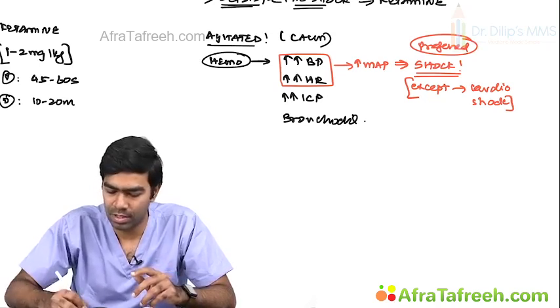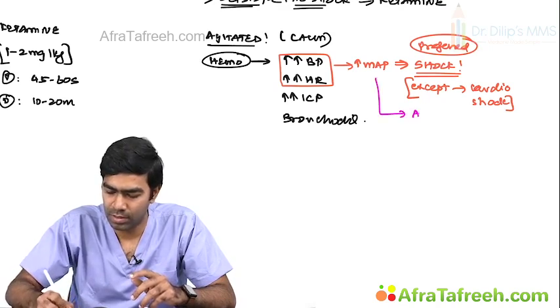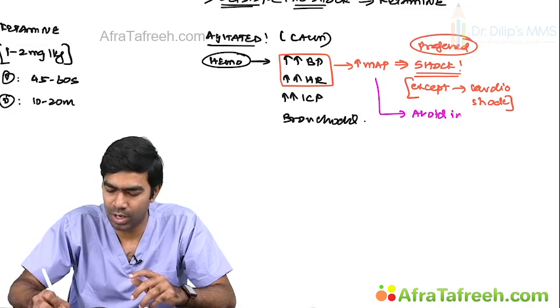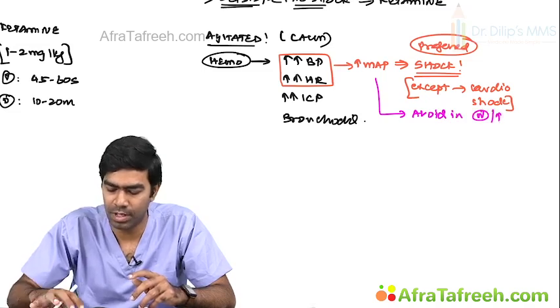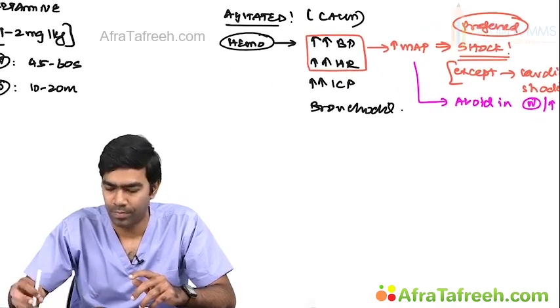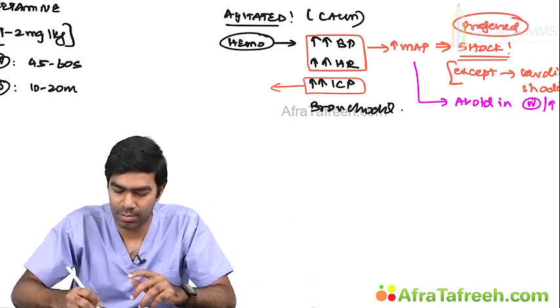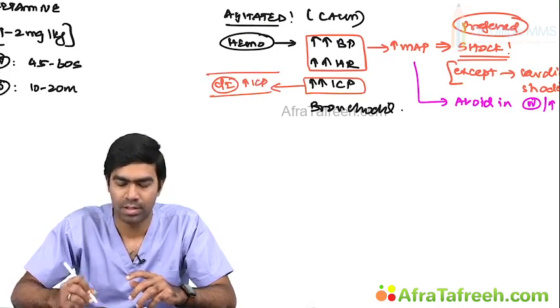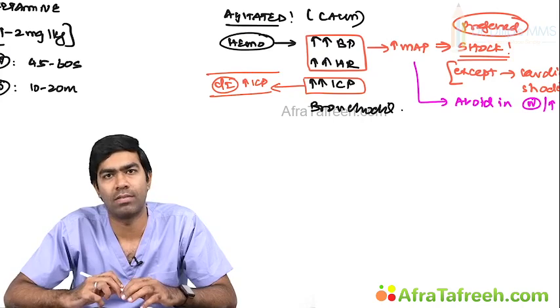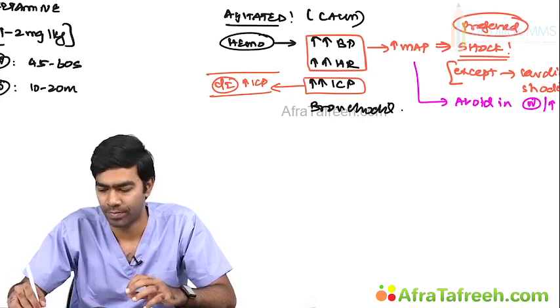So for the same reason, avoid ketamine in patients who have normal or elevated BP. In hypertensive patients, definitely it's a no-brainer. We are not going to use it. Avoid. And also for the same reason, that it causes raised ICP, it is absolutely contraindicated in patients with raised ICP. Definitely, you can't give it. Especially in a patient with head injury, dare not touch the ketamine. Don't do it.